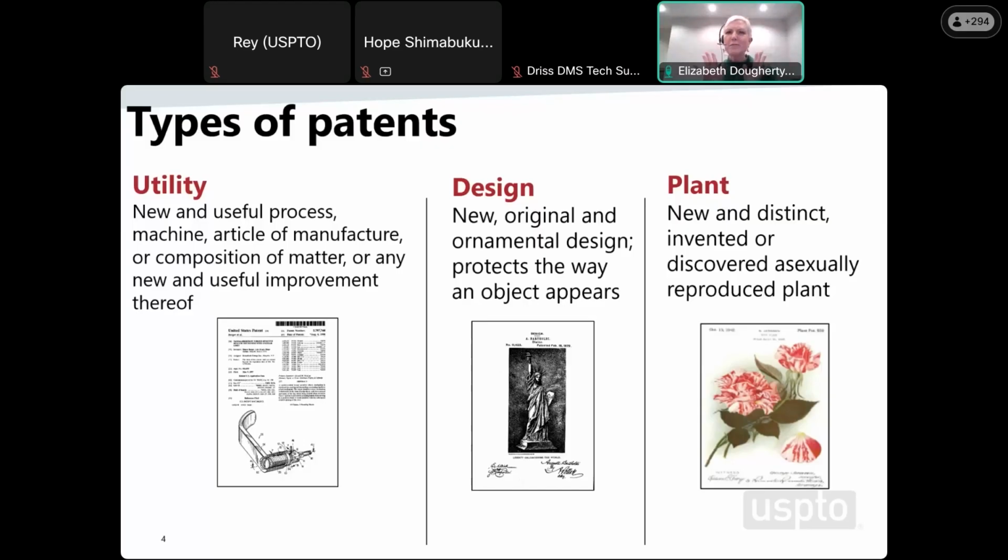Now, plant patents, one of my personal favorites, are protecting new and distinct invented or discovered asexually reproducing plants. Some of the most beautiful patents that issue are our plant patents. They are printed in color. And I know we are on the verge of the holiday season, so think about those poinsettias. Majority, if not the entirety, protected by US plant patents. So next slide, please.